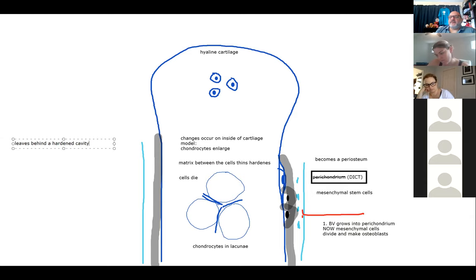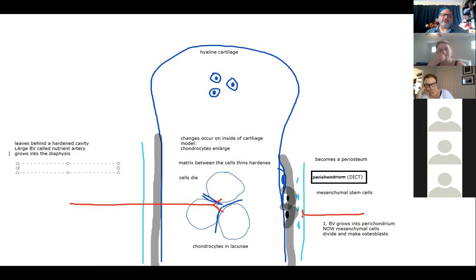Of course, if we want to change the environment, if we want to bring new cells in here so that we can do some work, how are we going to need to do that? A blood vessel, exactly. Notice the exact same process that happened the first time is happening here as well. A large blood vessel called the nutrient artery grows into the diaphysis. So we have this nutrient artery that grows into the area, and when it does, it brings new chemical signals and new cells. And here in the cavity, osteoblasts are going to form. And of course, what do osteoblasts do?